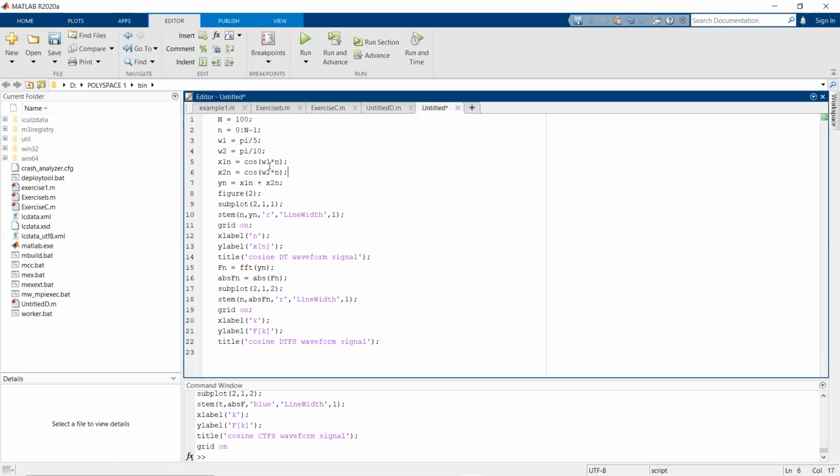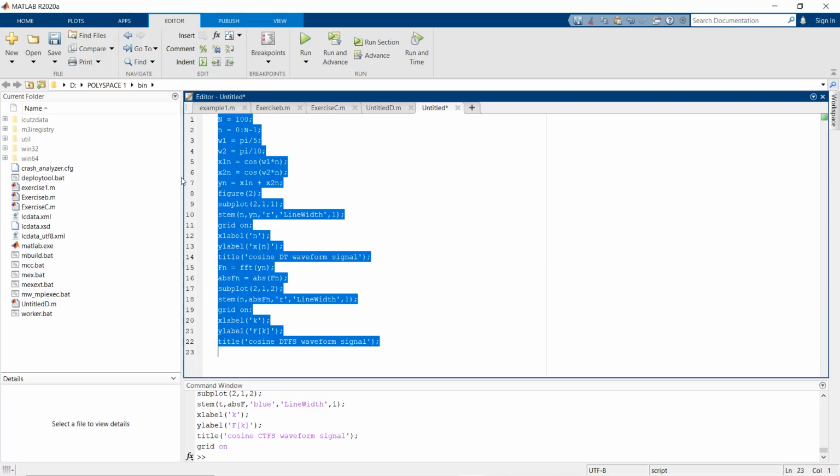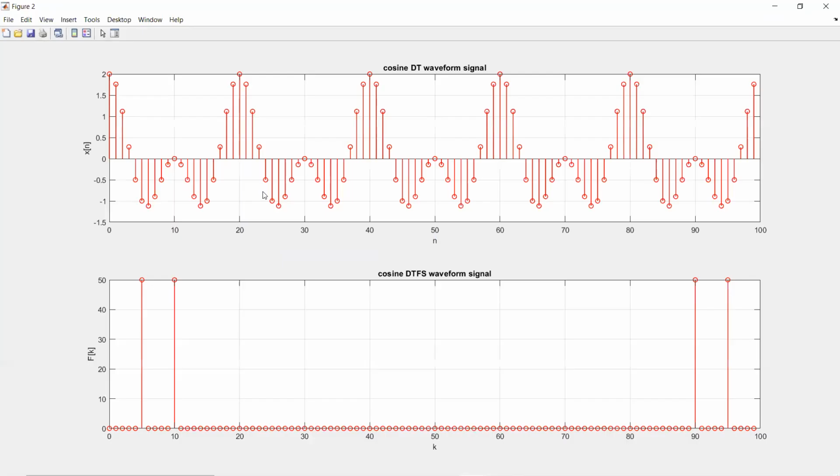For the last question, same thing, except I change it to N equal to 100, and n equal to 0 to N minus 1. For W1 it is pi divided by 5, and the second is pi divided by 10. S1n is cos, and S2n is also cos for the W2. You also have two figures, figure 1 and figure 2. So let's see the result.